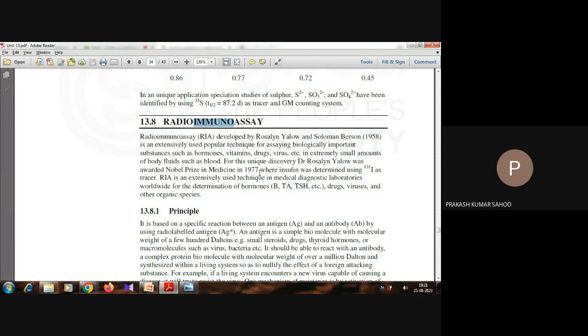This radiotherapy is nothing but radioactivity, where radioactive rays are passed through the cancerous part of your body, and this will destroy the cancerous cells. This treatment is known as radiotherapy. And for this discovery, Dr. Rosalind Yalow was awarded the Nobel Prize in Medicine in 1977, where insulin was determined using I-131 as a tracer. So it was discovered because of the detection of insulin by an iodine isotope.